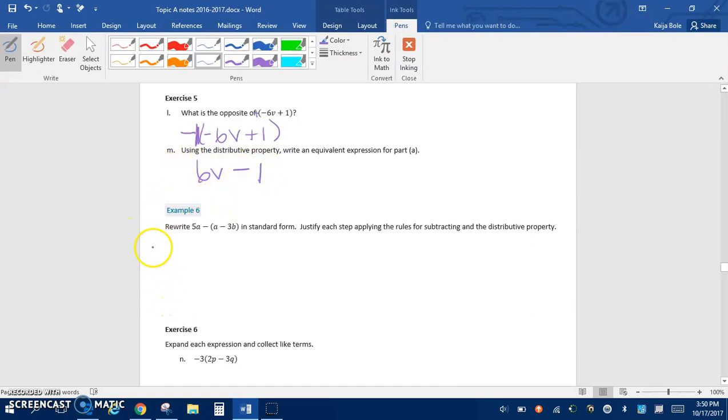Alright, and the last one I want to do here, it says rewrite 5a minus the quantity a minus 3b in standard form. So, standard form is making sure that you have combined like terms, that they're usually in alphabetical order. So we need to distribute this negative. So that means we'd have 5a, then minus a, and then a negative times a negative would give us a positive 3b. So the last thing we need to do is combine our like terms, so 5a minus a would give us 4a, and then plus 3b, and this is our standard form.